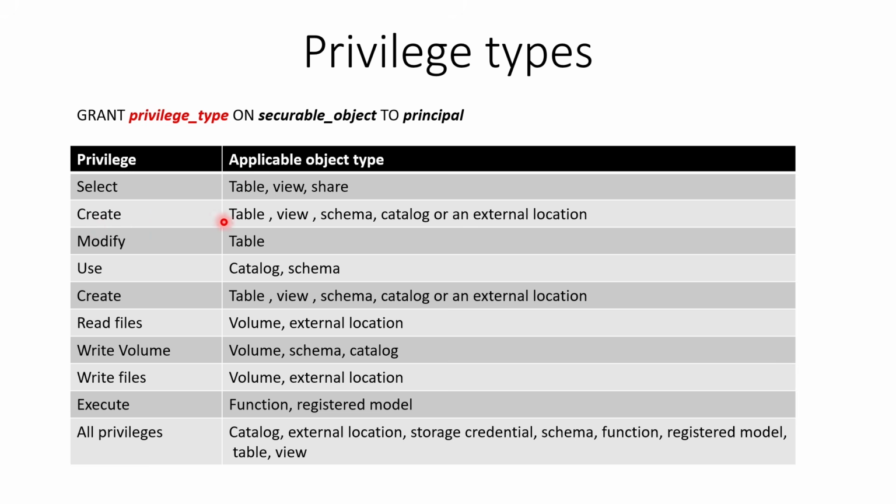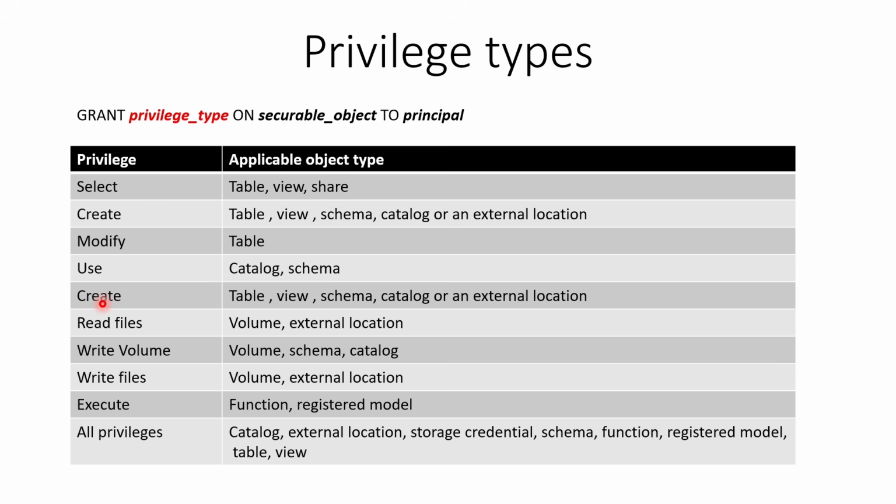Next is create. This gives the ability to create an object, for example a table, view, schema, catalog or an external location. Modify allows a user to add, update or delete data to or from the table, if the user has select on the table as well, use catalog on its parent catalog and use schema on its parent schema. Use: this privilege does not grant access to the catalog itself, but it is needed for a user to interact with any object within the catalog. For example, to select data from a table, users will need to have the select privilege on that table and use catalog privileges on its parent catalog as well as use schema privileges on the parent schema.